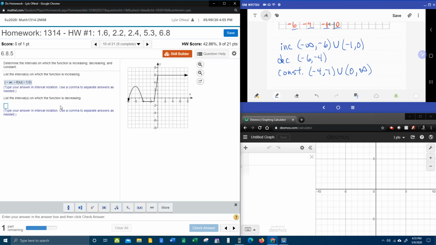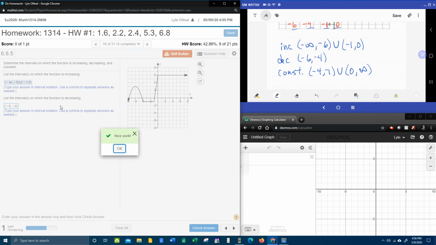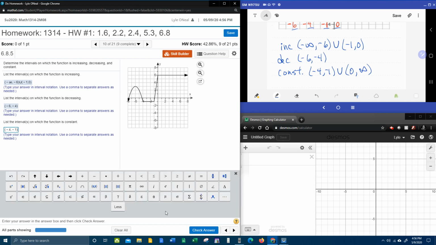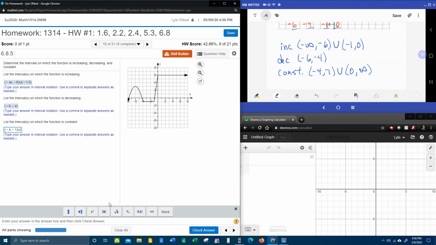Next, intervals where the function is decreasing. Negative 6 to negative 4. And last, we have constant. Negative 4, negative 1. And the union, more. Click the union. And 0 to infinity.